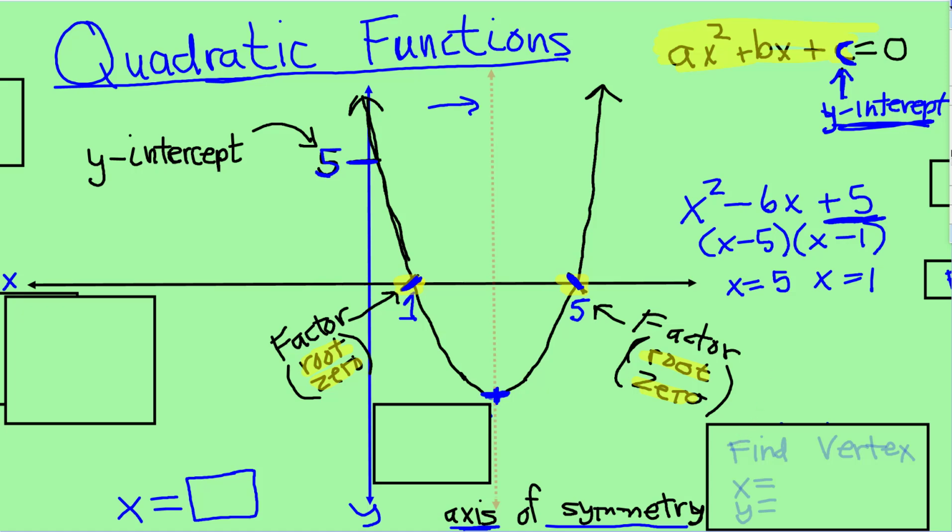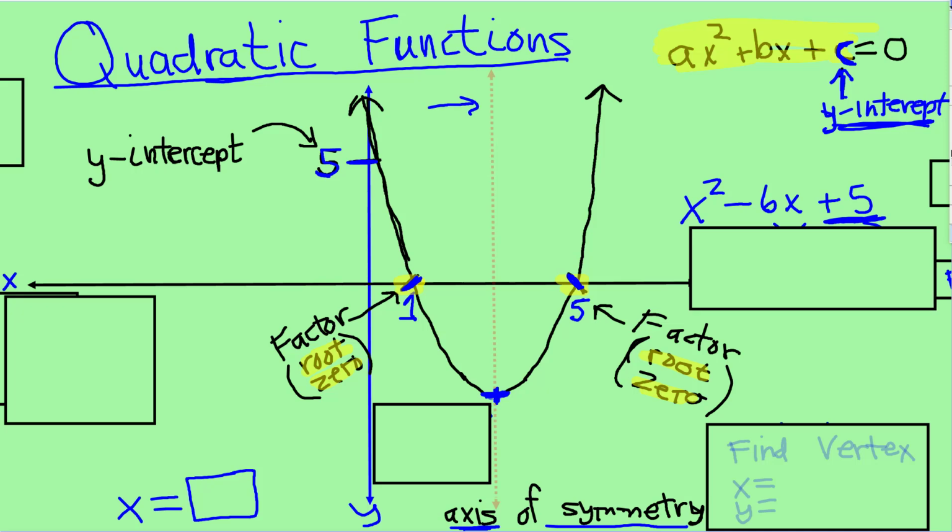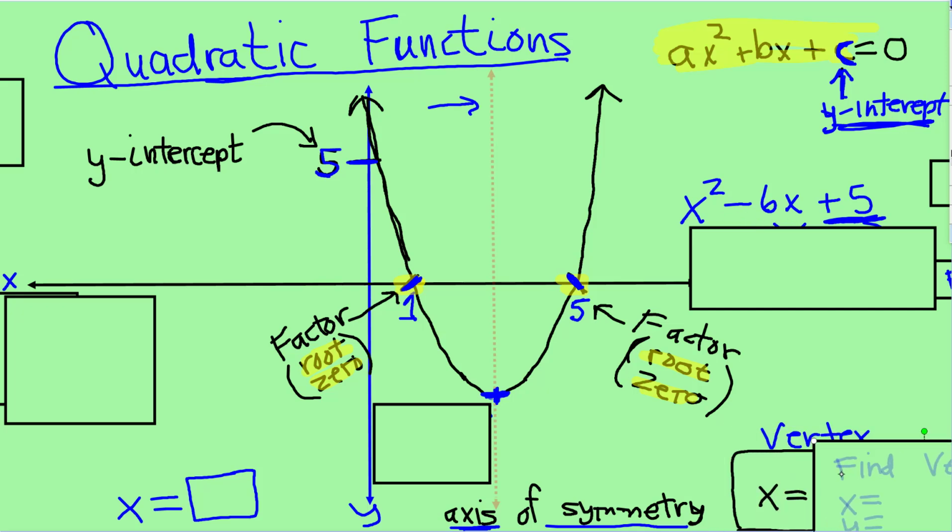So in standard form, let me cover some of this stuff back up. In standard form, you can find this axis of symmetry by doing this. To find the x value, you're going to take the opposite of the b value right here, and you're going to divide it by 2 times the a value. So here we have our a, that invisible 1 is our a, this -6 is our b, and the 5 is the c value.